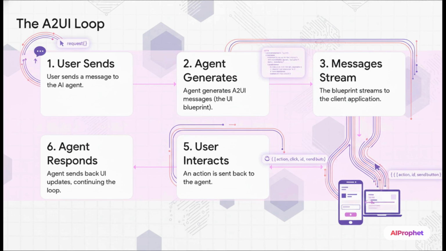But here's the really cool part. When the user interacts with that UI, say they click a button, it sends a structured action back to the agent. The agent can then think about that action and send back a new blueprint to update the UI. It's a real dynamic two-way conversation.